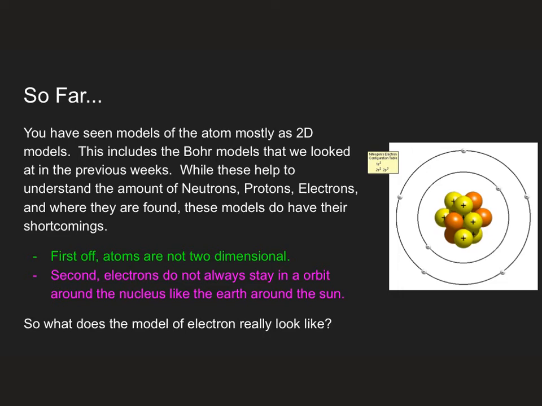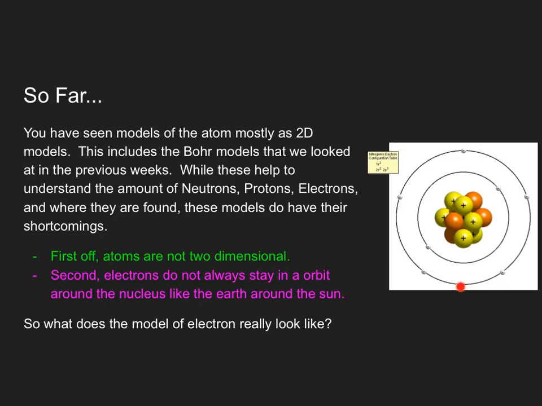Okay, so far we've learned about the Bohr model, our basic subatomic particles, neutrons, protons, electrons, and where you would find these and things like that. And it's all been two-dimensional. And the Bohr model is excellent for so many different things. It's why we bother to learn it. But it does have some limitations.